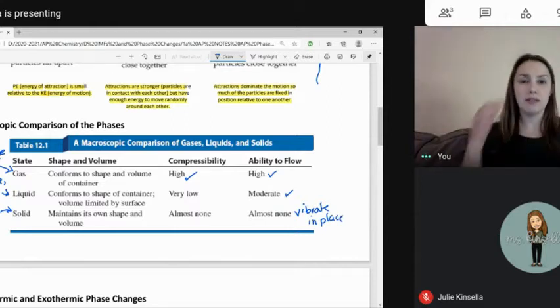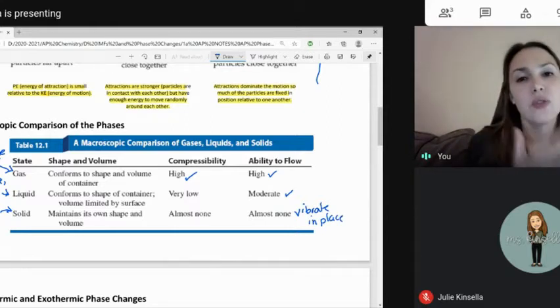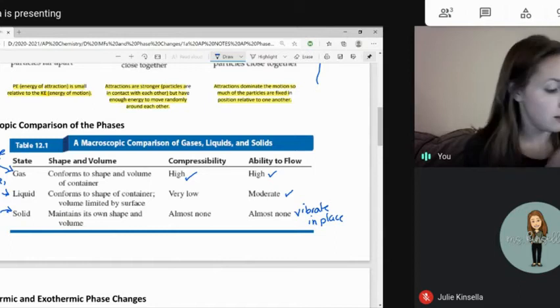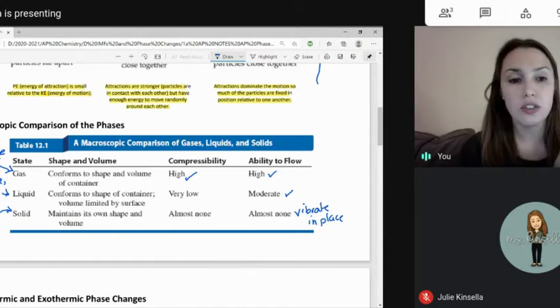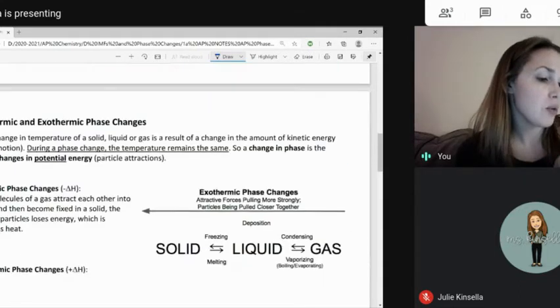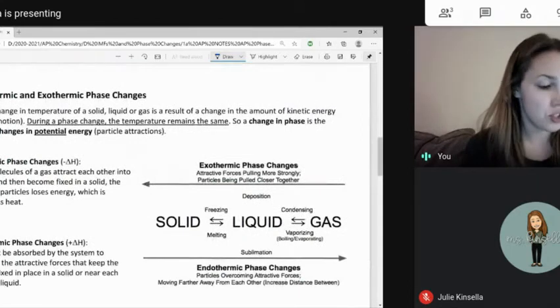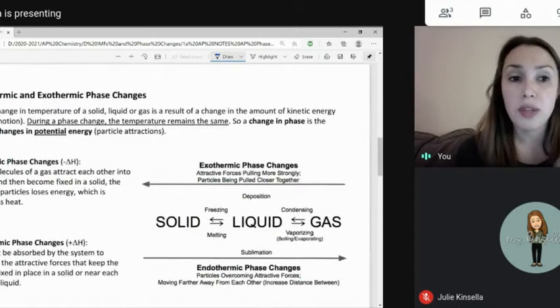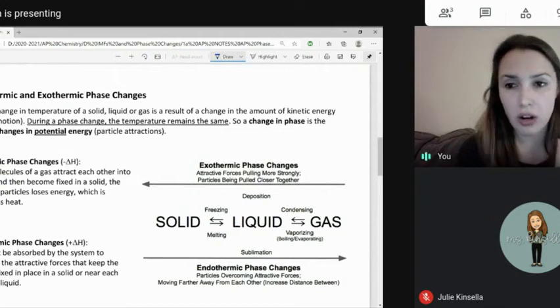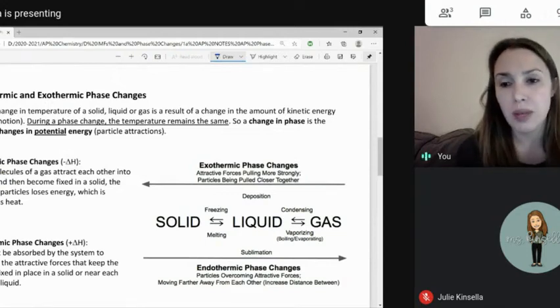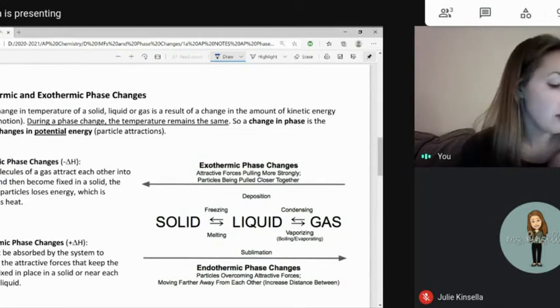Okay, because as long as you're not at absolute zero, all of those are going to have some motion, including solids. All right, let's get into phase changes then. So we have both endo and exothermic phase changes. We haven't dealt too much with energy yet in our curriculum. So this is going to come into play a lot in this unit and in our following unit.